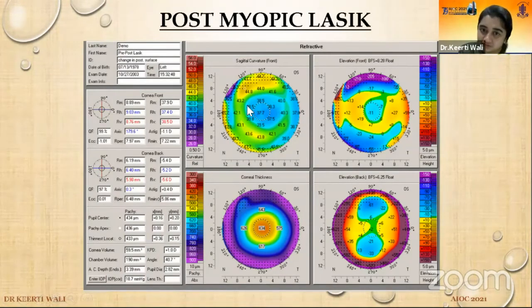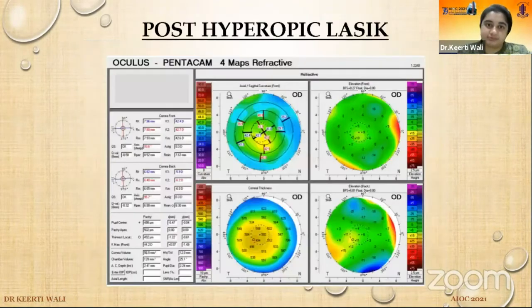And when we see the curvature map, it's a pretty flat case. When such a picture is seen, this kind of flat case is seen post myopic LASIK. When a patient undergoes myopic LASIK, the center becomes flat and this kind of curvature is seen. And you can see residual astigmatism of -1, and the thinnest location is 433. So this thinning is because of the LASIK, not because of the ectasia. So this is a pentagram showing post myopic LASIK, a normal cornea.